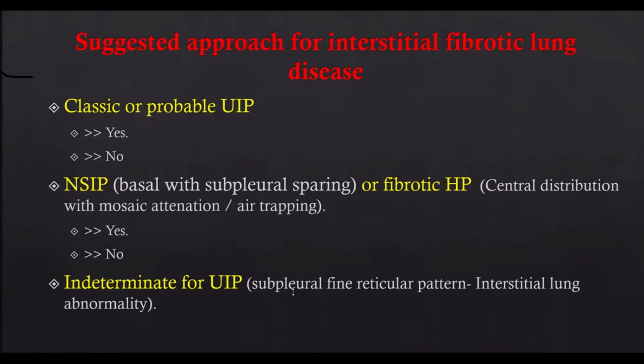If we have, for example, very fine subpleural, fine reticular pattern, you can say, in your opinion, it is interstitial lung abnormality for follow-up, because you are not sure, is it NSIP or UIP? Maybe the beginning of both, maybe the beginning of NSIP or UIP, maybe fine fibrotic reticulation is very fine, not so significant. So this one is indeterminate for UIP.